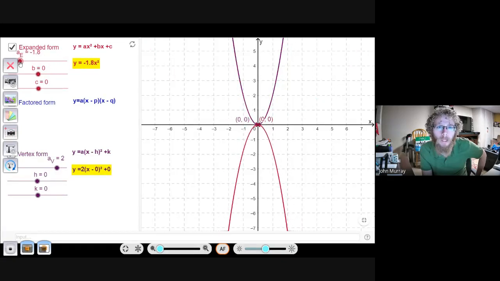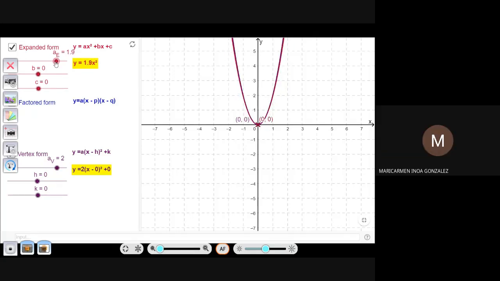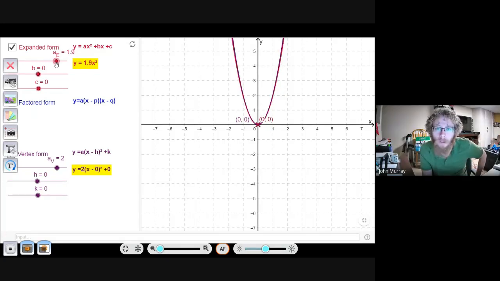You can mess around with that. We noticed that they're the same, right? So as long as those A's are the same, if you're not messing around with the vertex or the B or the C, then you get the same graph. It matches up.